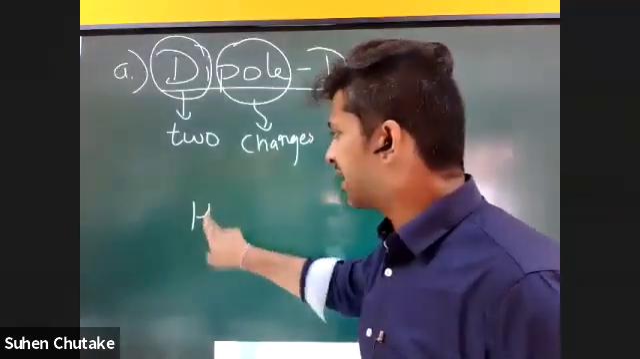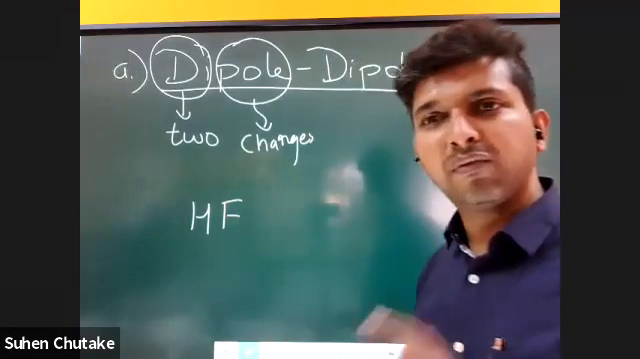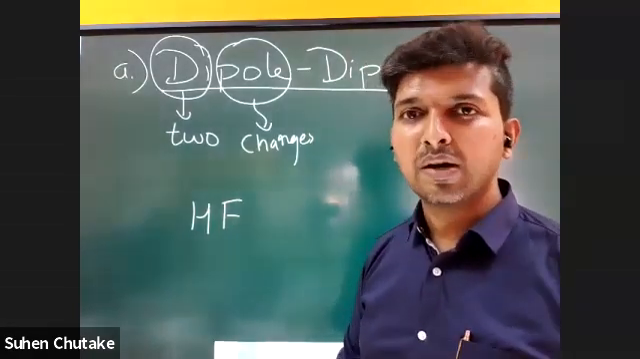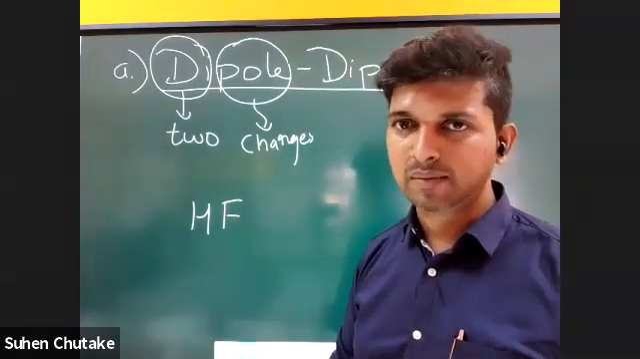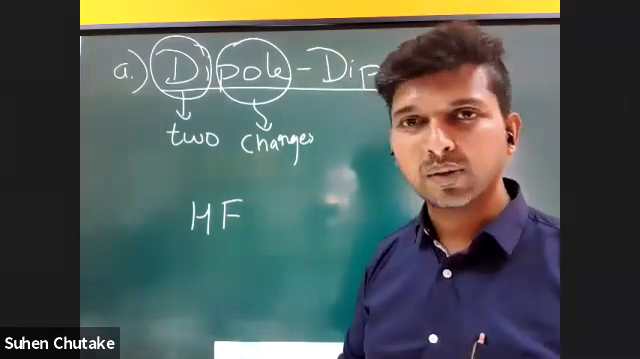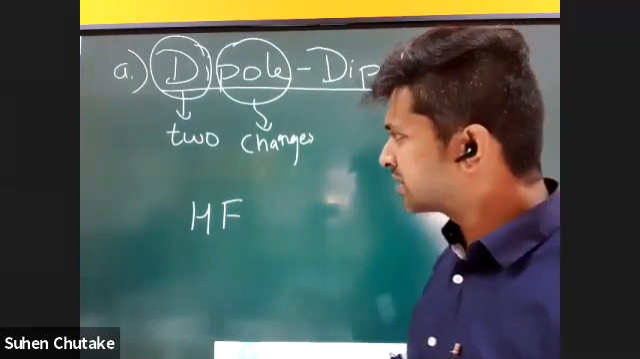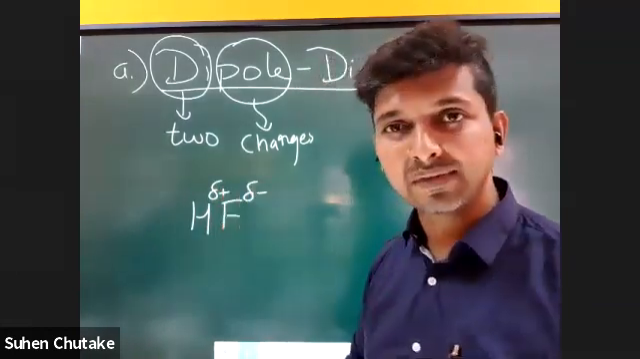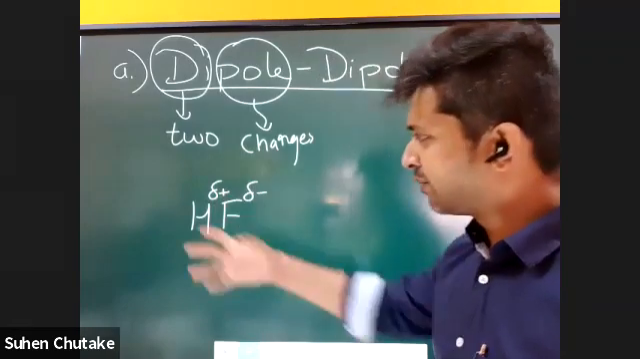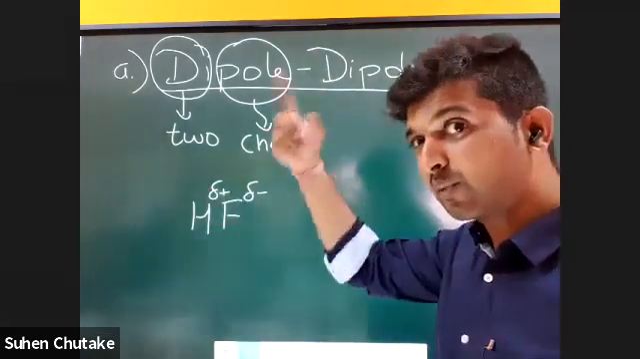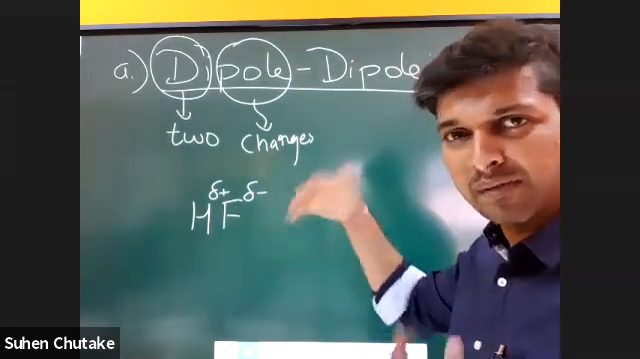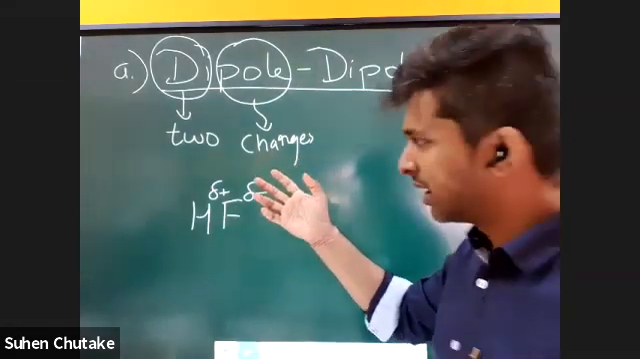Say, for example, I have HF. Fluorine is the world's most electronegative element, correct? And as fluorine is the most electronegative element, fluorine will pull electrons towards itself. Fluorine will pull electrons from hydrogen, like chlorine was pulling electrons from hydrogen, because fluorine is even more electronegative than chlorine.